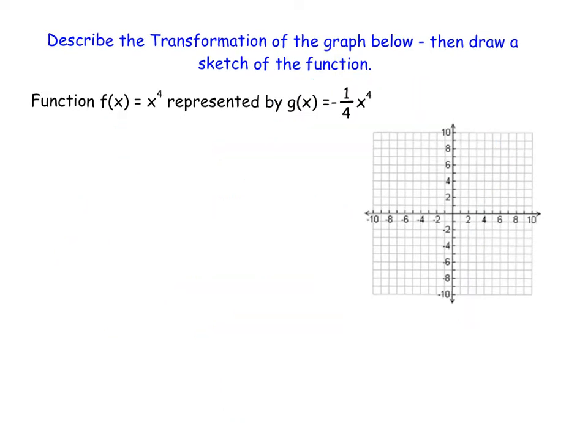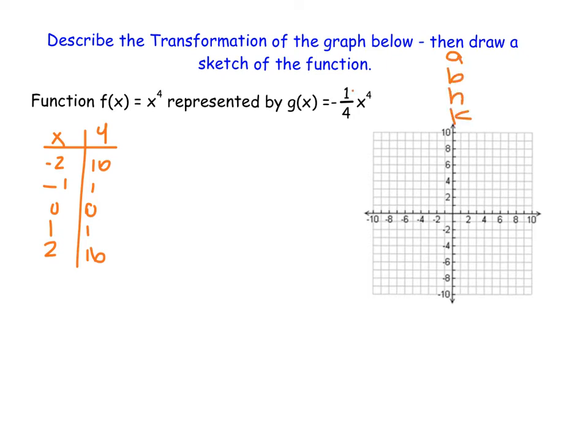So let's go through the same process with this second example. So I can see my parent function is x to the power of 4. So if I write out my table here, that becomes 16, 1, 0, 1, 16. That's my parent function. Then I take a look here at my function and I think, okay, am I changing a, b, h, or k?